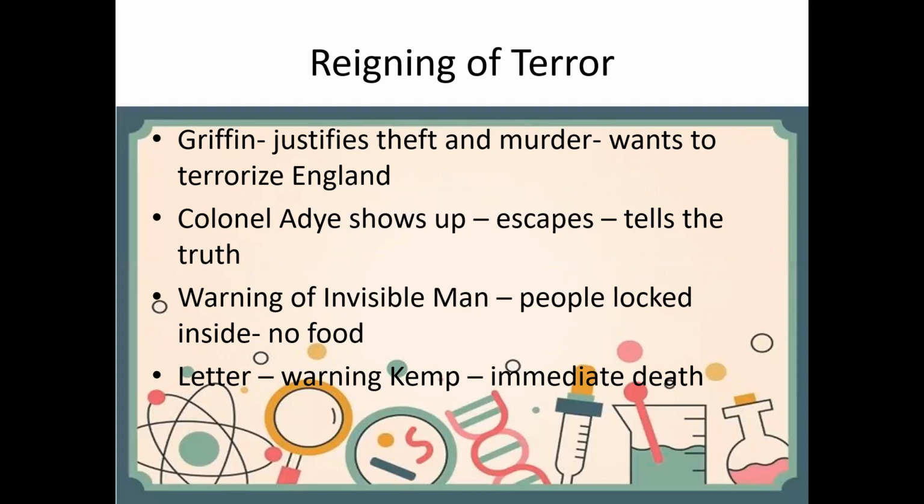The entire truth behind all of Griffin's actions is given out by Dr. Kemp to the police. People of Port Burdock are warned about the Invisible Man and they lock themselves up inside their rooms. No food access is given to Griffin. A letter warning Kemp arrives at his home. Griffin declares that he is going to murder Kemp on the same day. Through all these incidents, readers will realize that Griffin is mentally unstable and is not behaving like a human being at all.